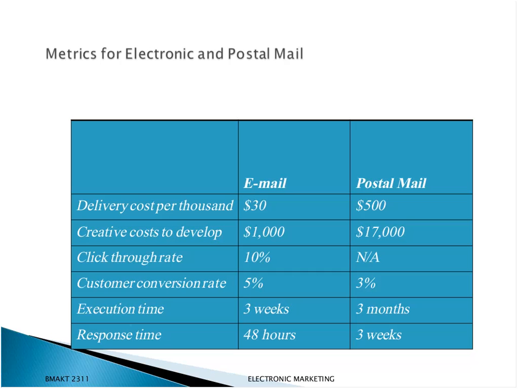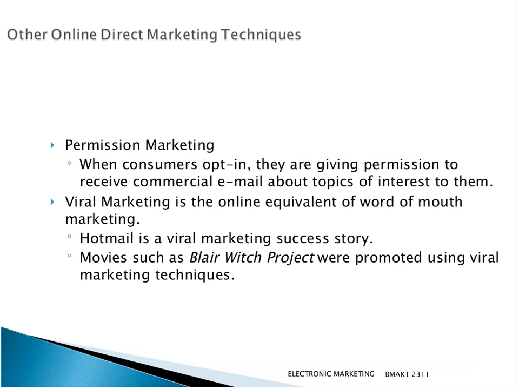Execution time: 3 weeks for email, 3 months for postal mail. Response time: 48 hours for email, and 3 weeks for postal mail. You can see the significant difference. So that's why electronic mail is much more common and popular nowadays than postal mail, simply because it's cheaper, more convenient, faster, and more interactive.